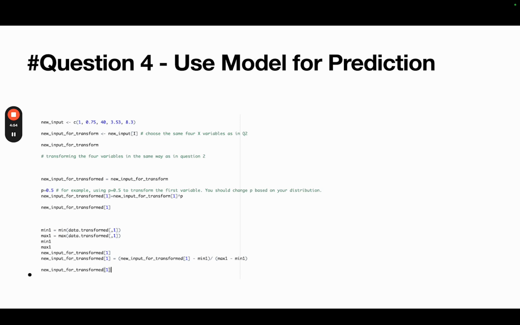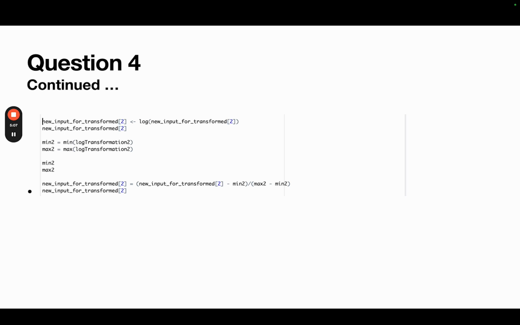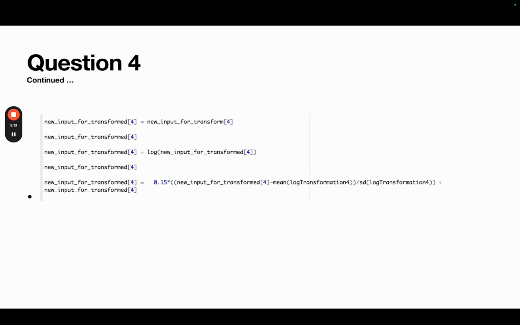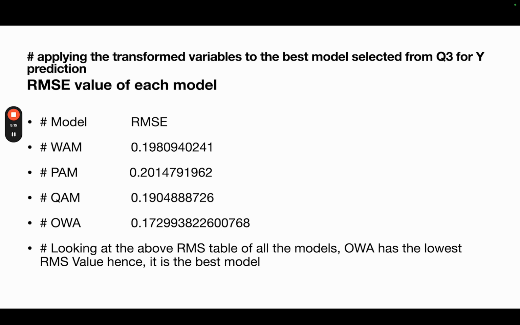The new input that is given to us, we have to transform it. It's exactly the same way we transformed our earlier inputs, continuing with the input for different columns. Once we did exactly the same transformation, now I have to decide which model to use. Looking at the different models, I can see that the RMSE, root mean square error value of the ordered weighted average, is the least, and that's why I'm using that model to fit my data.